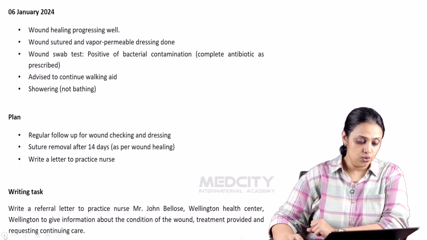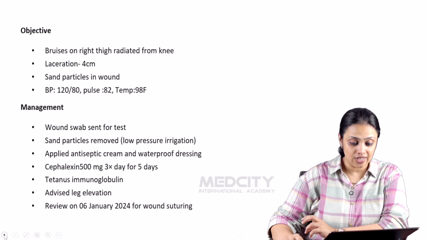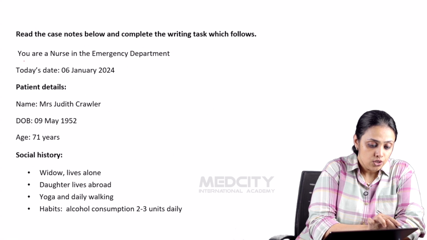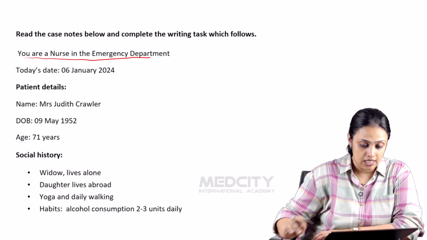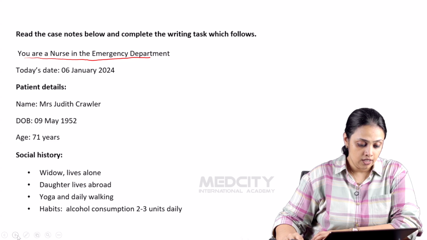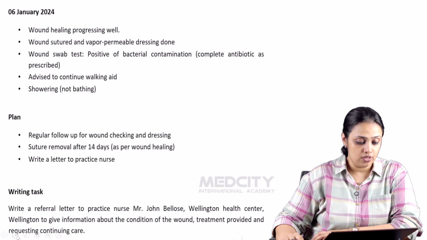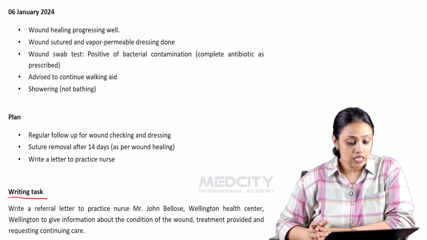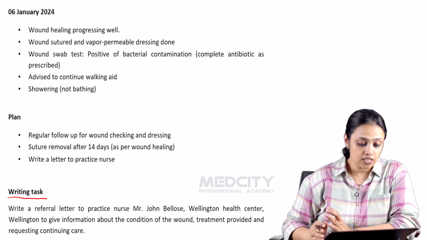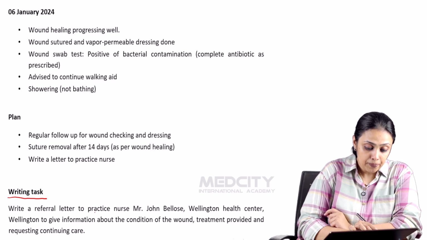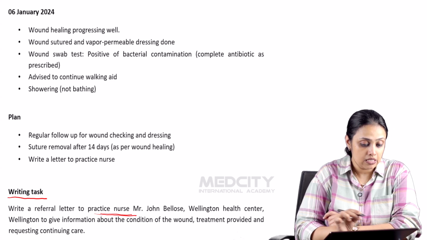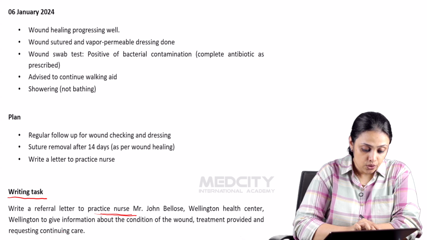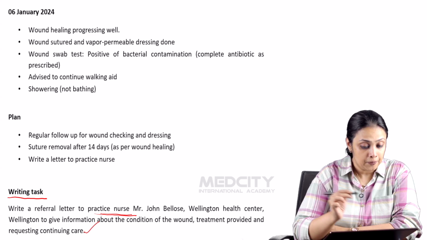First, what we need to read is, we have to understand what the writer's role is. So it is given here, you are a nurse in the emergency department. Then you immediately jump into the last part, that is the writing task. From the writing task, you understand that you have to write a letter to a practice nurse, and what is the requirement here? The requirement is requesting continuing care for the patient.